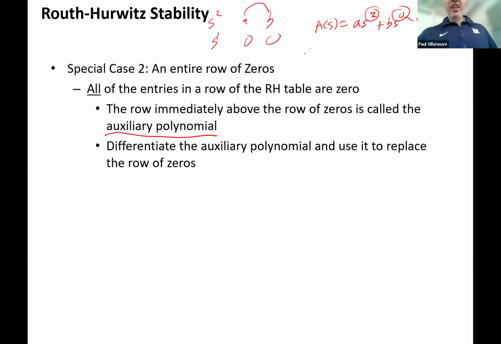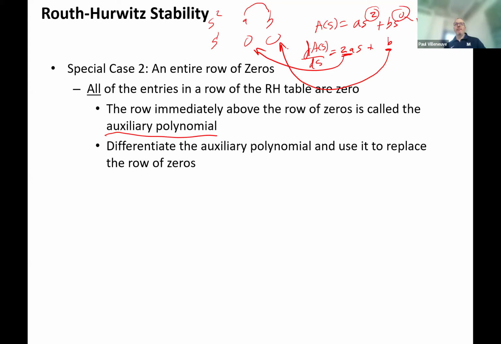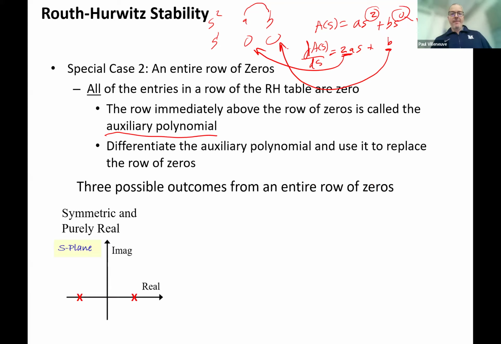So when you differentiate that with respect to S, you're going to end up with 2A times S plus B, and that's it. These coefficients here are going to replace the zeros in that row. And then you can continue on with your Routh-Hurwitz. Okay?